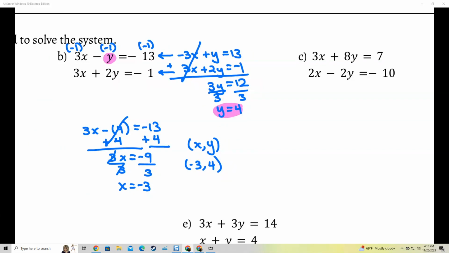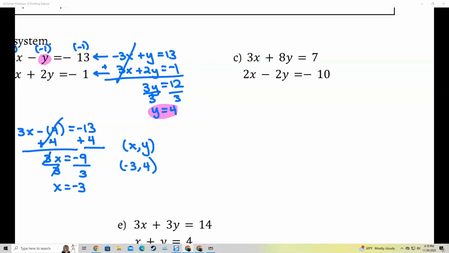All right, so first thing we're going to check is make sure that these are lined up. I got x's with x's, y's with y's, my equal sign, and constants. So these are lined up perfectly. If they are not lined up perfectly, you're going to rearrange them so that they are lined up perfectly. And you know how to do that, okay? All right, does anything cancel when they add them up?